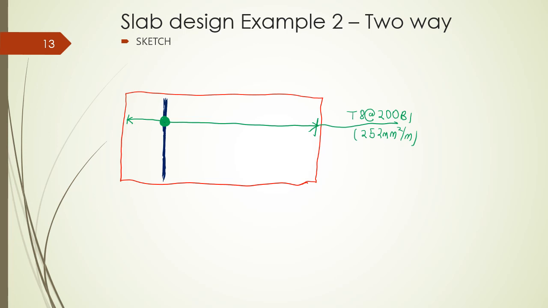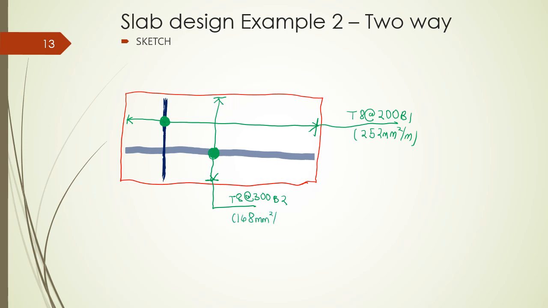Then we'll go to the other direction. And choose the secondary bar. So we will say that this bar here, even though I'm drawing one bar, there is a bar every 300 millimeters from that one. So that gives us T8 at 300 bottom 2, which gives us 168 millimeters squared per meter. So that's how a sketch would be before it's taken to the detailer.